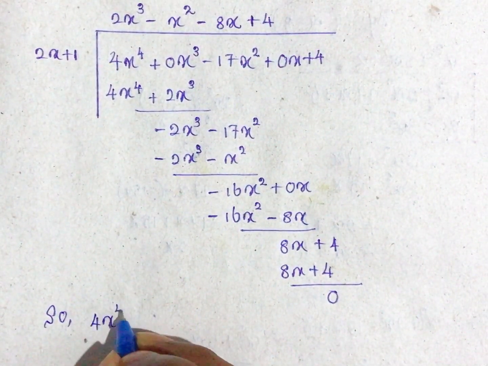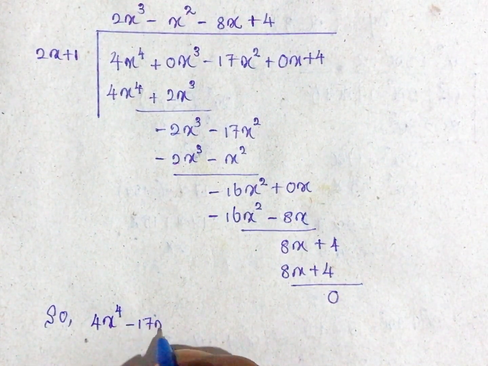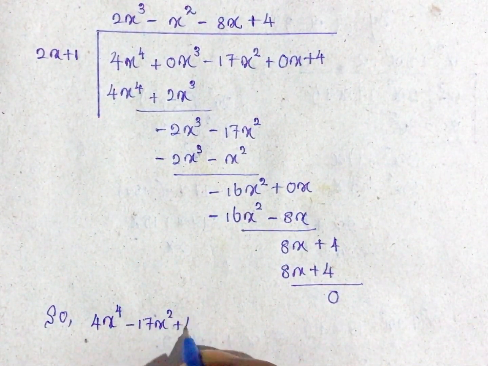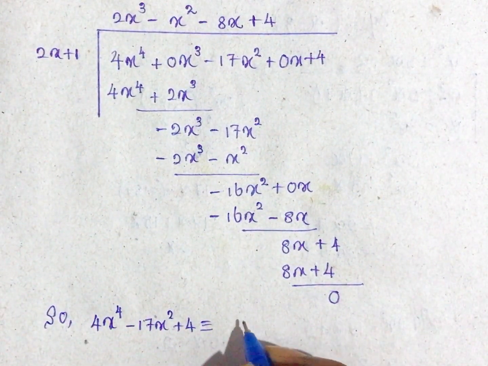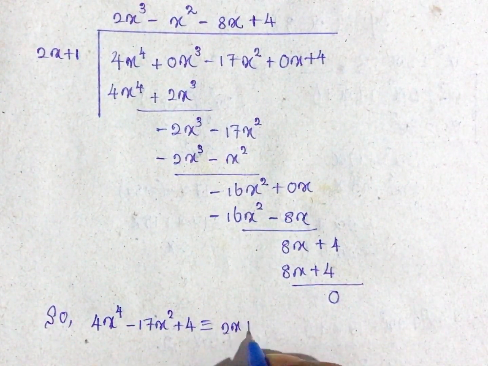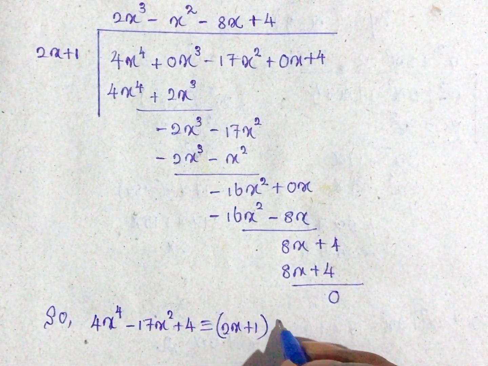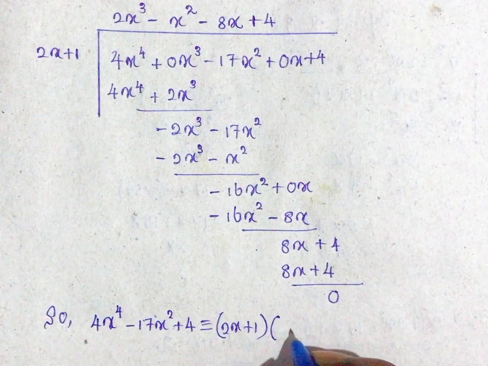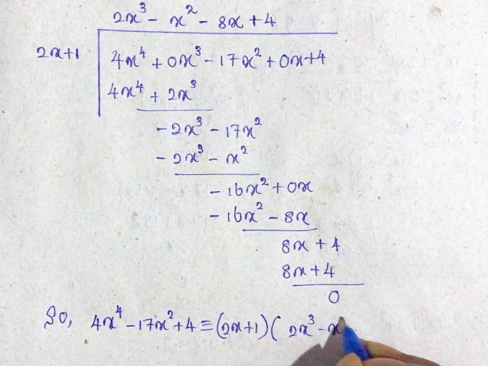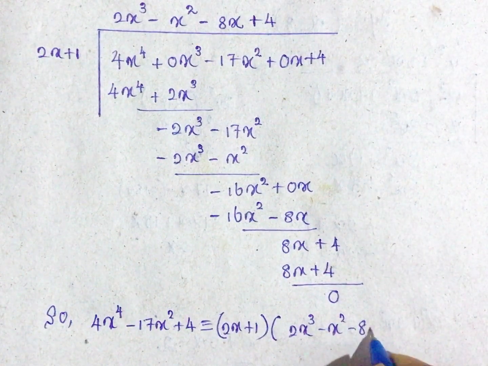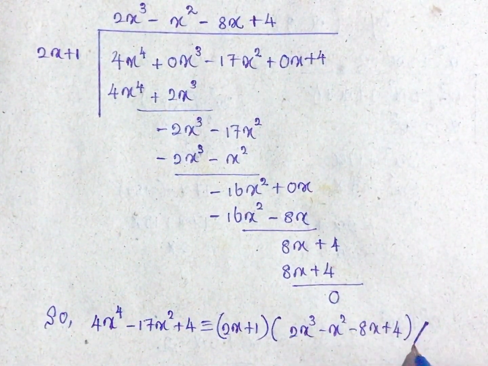The dividend 4x to the power 4 minus 17x squared plus 4 equals the divisor 2x plus 1 times the quotient 2x cubed minus x squared minus 8x plus 4. Yeah, this is the final answer.